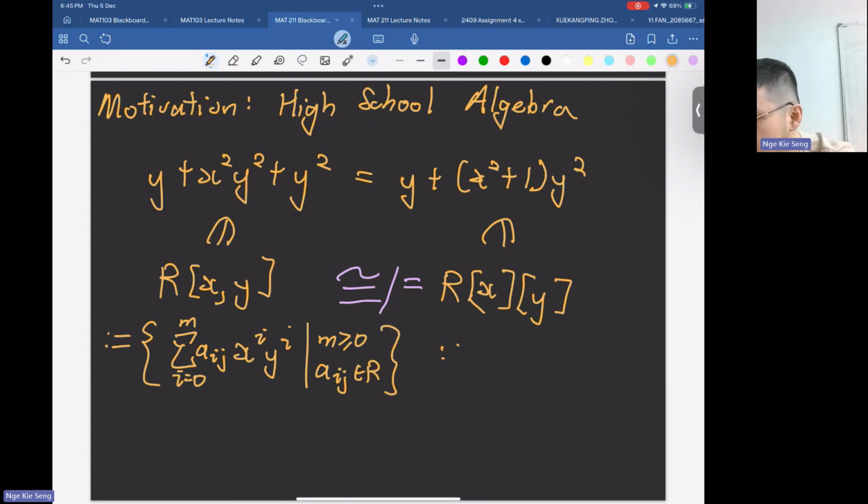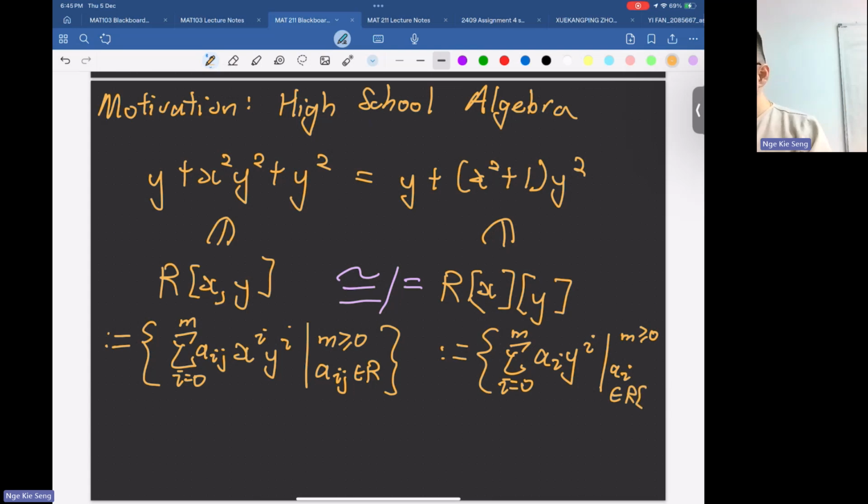But on the other side, how do we describe this? These are all the polynomials only in the monomials of y^i, such that this m is greater or equal to 0. And then a_i will live in the ring of R[x]. So this means what? The coefficient here is another polynomial.